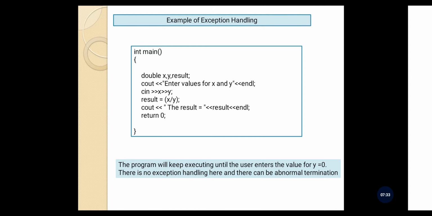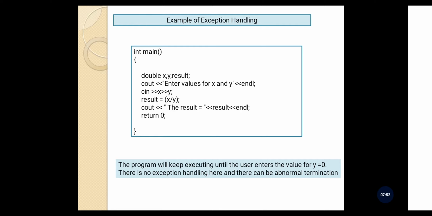Now it's a very simple program where we are entering two variables which are doubles, and we are computing the result x divided by y. Now this is a very classic case where there can be an exception. Now when can there be an exception here? In a normal scenario, everything will work fine.